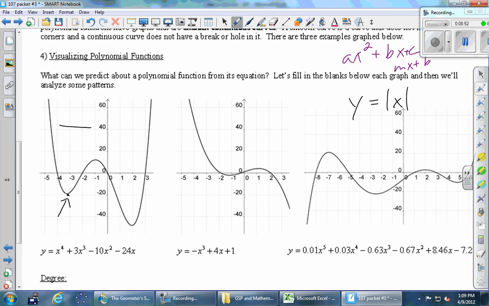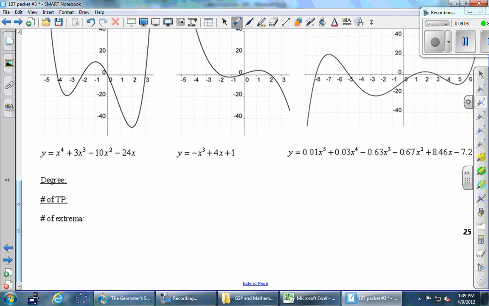Okay, let's go back to Matt for 4. Okay, so I've got 3 equations here. Let's first take a look at the degree. What is the degree of this first one on the left? Degree is 4. Degree, remember, is the highest power you see. Can you guys fill in the degrees of the other 2? Okay, what's the degree for the middle one? 3, and for the last one, 5.